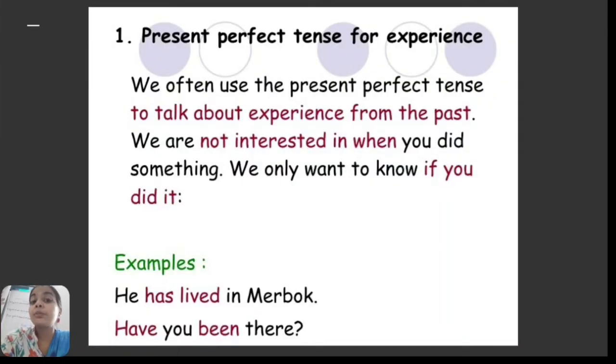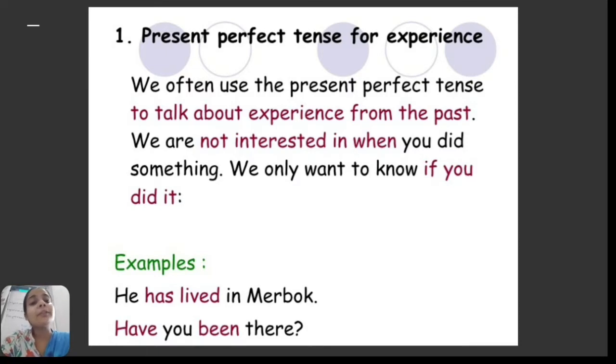Present perfect tense for experience. We often use the present perfect tense to talk about experience from the past. We are not interested in when you did something, when it finished. We only want to know if you did it. Like, he has lived in Merbuk. Now we are not interested to know from when he started living over there. It's just whether you lived there or not, you were there or not.